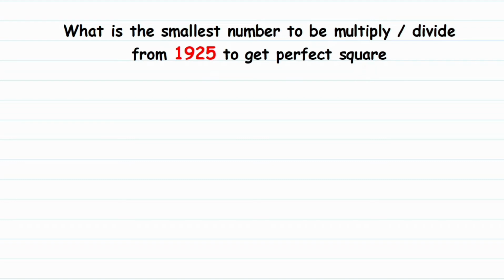So obviously they're saying the smallest number to be multiplied. It means this 1925 is not a perfect square. We have to make it a perfect square by either multiplying it or dividing it by some smallest number. To do this, we have to follow the prime factorization method. So we're going to do a prime factorization for this 1925. Let's do this.